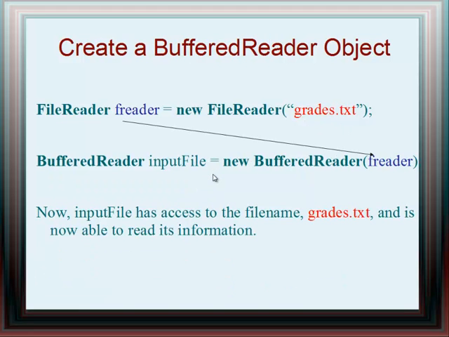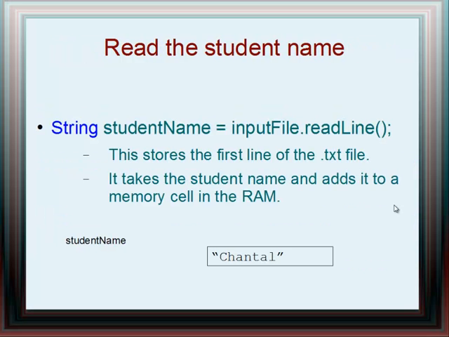Now we have to create a BufferedReader object. FileReader freader equals new FileReader grades.txt. This is created up here. Now we have to use freader and slide it into the BufferedReader, which is BufferedReader inputFile, or whatever you want to name it, equals new BufferedReader freader. Now inputFile has access to the file grades.txt and is now able to read its information.